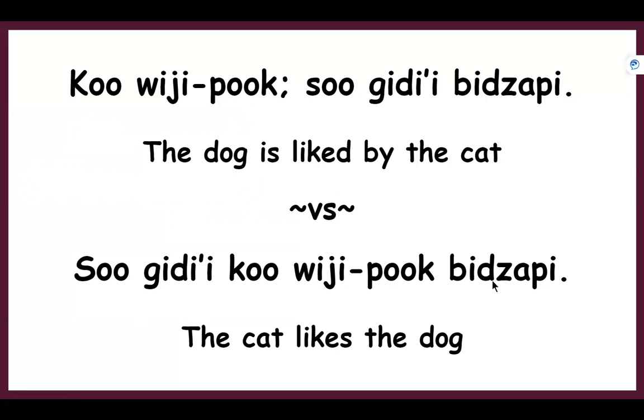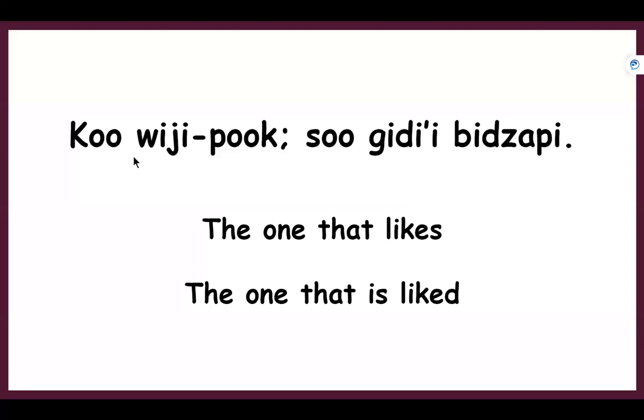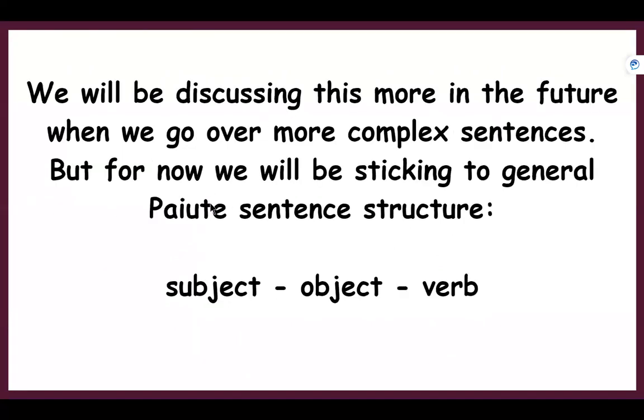Well, you may read literature and different things where the order gets switched, but because of the identifiers, the subject and the object, it makes the sentence still make sense. So kuwijipuk sugiri ibidzapi: sugiri, the cat, is the one that likes, and the one that is liked, the object, is kuwijipuk. We'll be discussing this more in the future when we go over more complex sentences. But for now, we'll be sticking to general Paiute sentence structure, which is subject, object, verb.